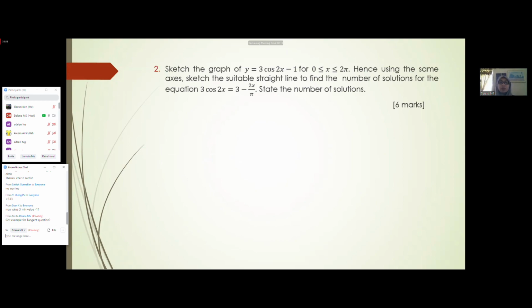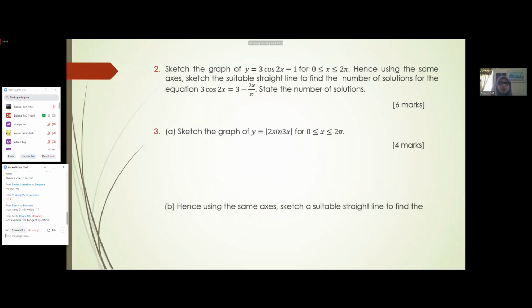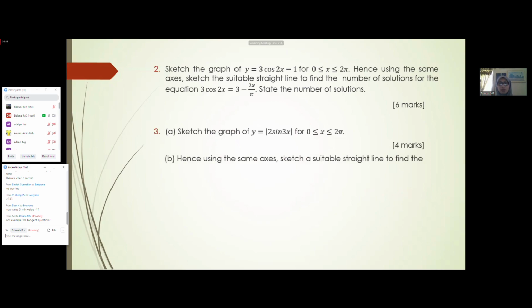The second question for you to try. Sketch the graph of y equals modulus 2 sine 3x, from 0 to 2 pi. That will be 4 marks. And using the same axis, sketch a suitable straight line to find the number of solutions for the equation modulus 2 sine 3x minus 1 equals negative x over 2 pi, and state the number of solutions. That will be 3 marks.